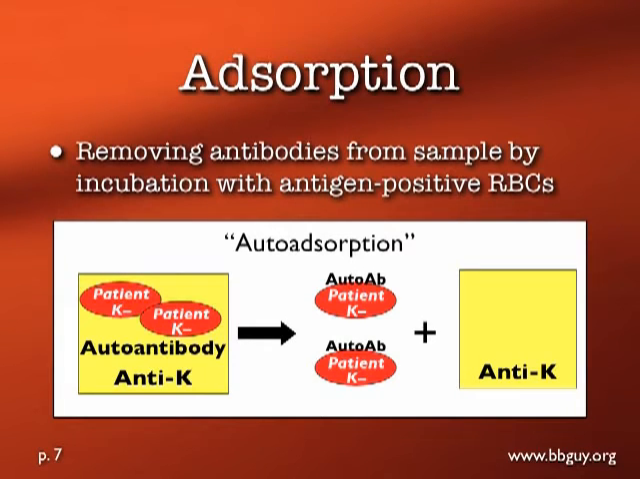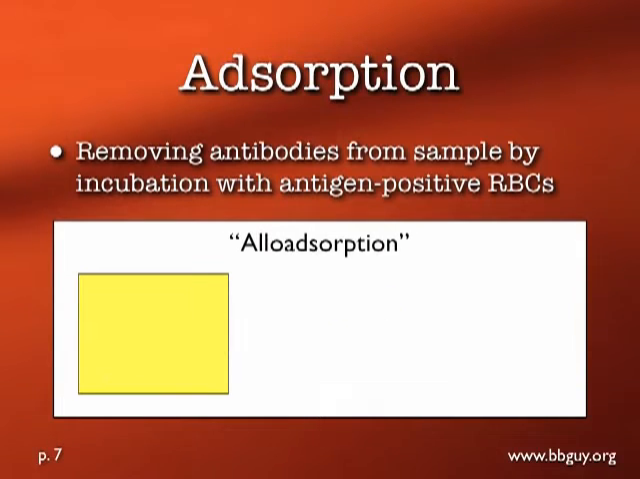You can then go on and test that sample, which is basically adsorbed serum, and show that it actually has an antibody. That's very important in terms of what red cells you're going to select for transfusion for this patient. Again, you can do alloadsorption, which is looking for antibodies against someone else's red cell antigens.